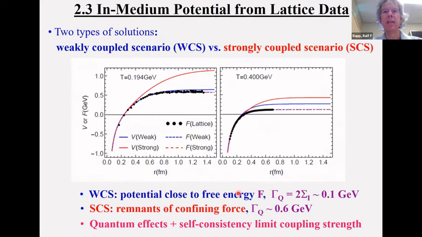So what we then did is carry out this program, trying to find self-consistent solutions. It turns out you can actually find two solutions that we label the weakly coupled scenario and the strongly coupled scenario. And the resulting potential is shown here in these two plots. To the left, 494 MeV, and to the right for 400 MeV temperature. And what you see indeed is that you can find a solution for both, and first of all, the free energy can be accurately reproduced.